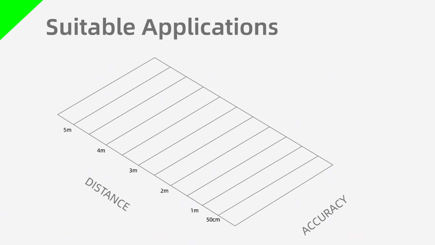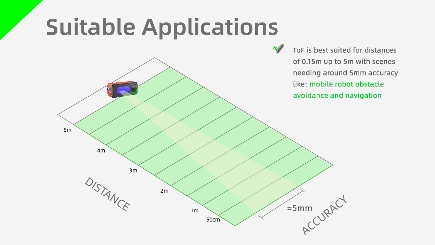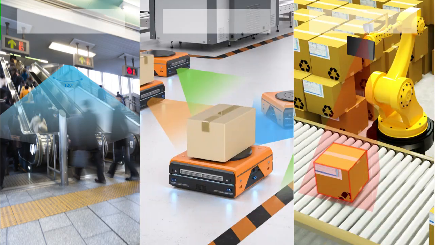Our first tip: understand which applications ToF is best suited for. Our cameras work best at 0.1 to 5 meter range with approximately 5 mm accuracy error, making them ideal for short-range robot obstacle avoidance, automated material handling, and people counting, but not for high-detail 3D scanning like optical metrology.